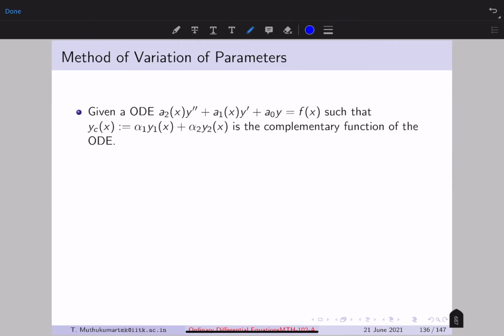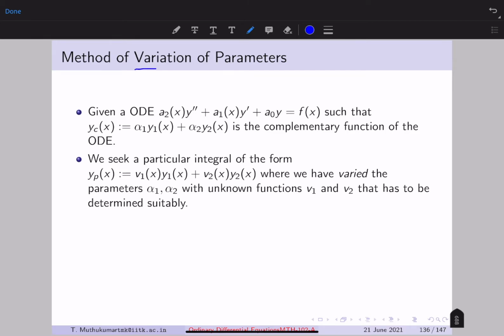So let's take a second order ODE of this form, and let's say that you can find its complementary function, which is the linear combination of two solutions y1 and y2, because it's second order, so it should be a linear combination of two linearly independent functions, which are y1 and y2.